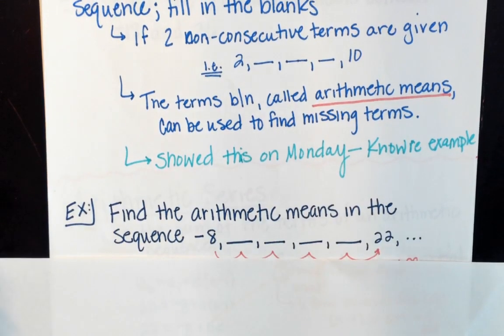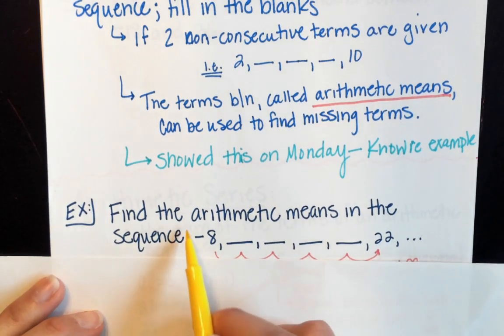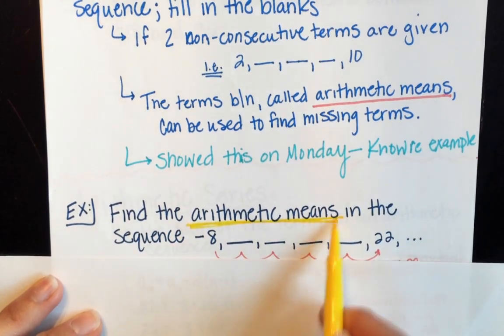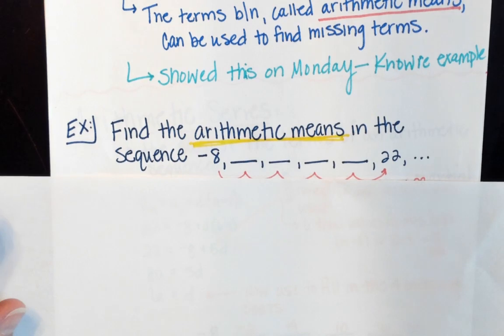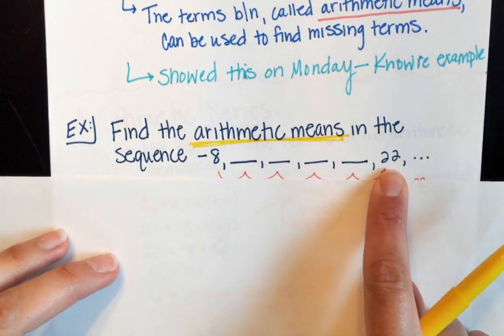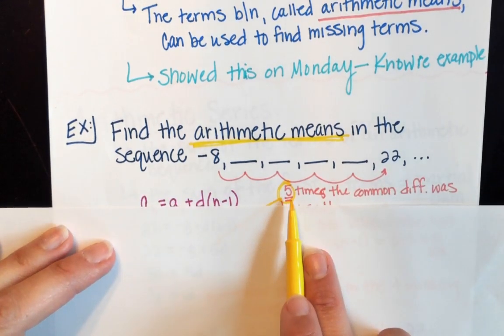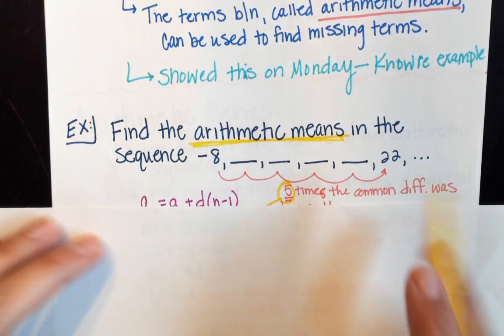So the example that I have was find the arithmetic means. This time, all I'm really looking at is that we understand the vocabulary. We want to find the arithmetic means in the sequence, and we have -8, we have 4 spaces, and we have 22. The idea is that we have moved 5 times to get to 22.